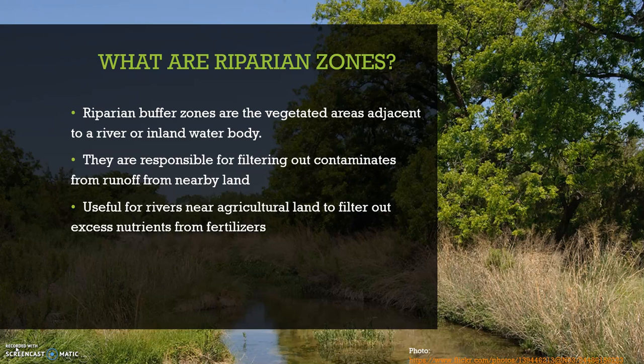To begin, I will start by defining what a riparian buffer zone is. Riparian buffer zones are the diversely and highly specialized vegetated areas adjacent to a river or inland body of water. They are important for filtering out contaminants from nearby land. They are also integral to have near the river systems that flow near agricultural land, as they are helpful for filtering out excess nutrients introduced from fertilizers and animal waste.